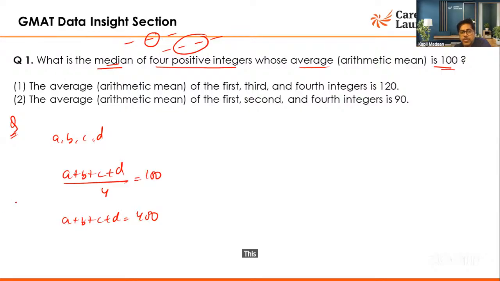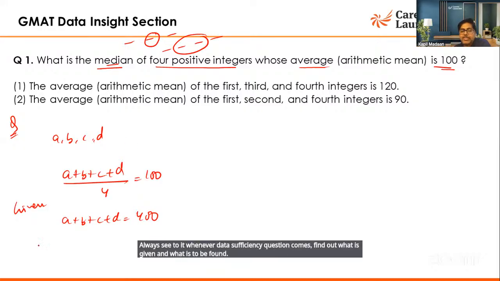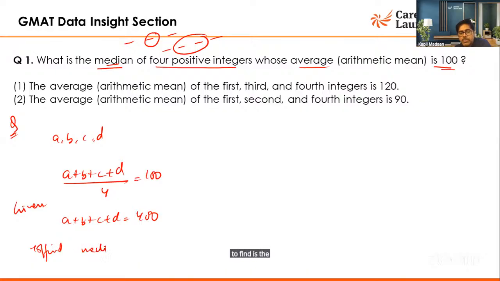That means A plus B plus C plus D is 400. This is given to you, right? That's the given part. Whenever a data sufficiency question comes, always find out what is given and what is to be found. Now, median is required. To find is the median of these four numbers.